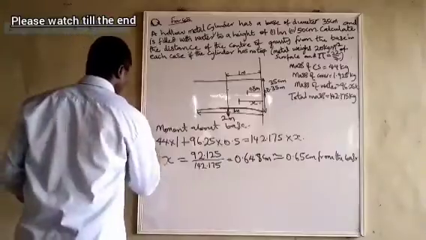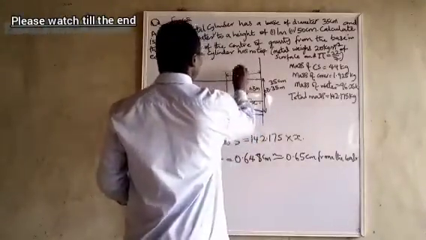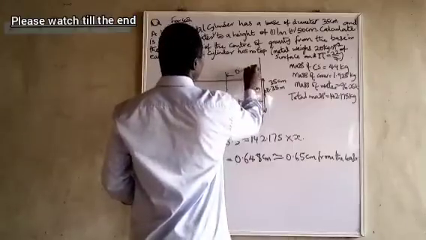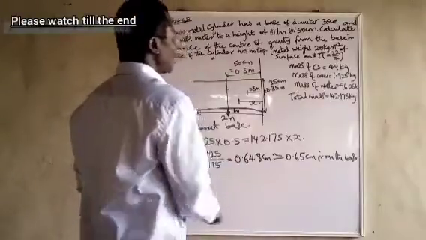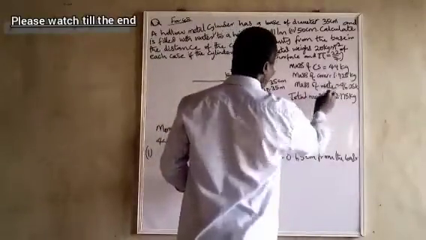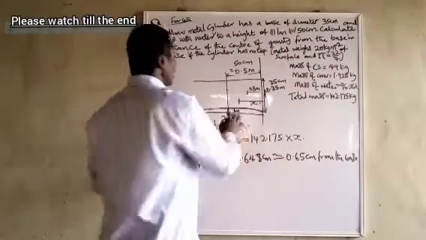That's for the first case. Now for the second one, we are told that the water is filled up to 0.5 meter, that is 50 centimeters. So the other quantities are retained, but the mass of the water and the center of gravity of the water will now change.